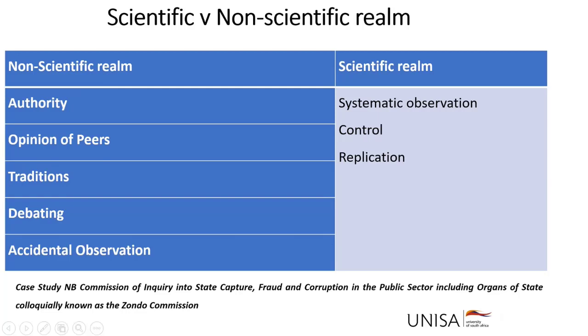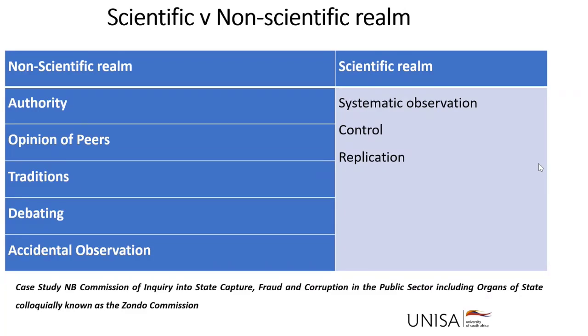Now, we just want to remind each other of those principles, because if we don't, then all of a sudden you may get confused about what actually constitutes a scientific approach. It's based on systematic observation, control, and replication, whilst a non-scientific approach has authority, opinions, traditions, debates, and accidental observation.